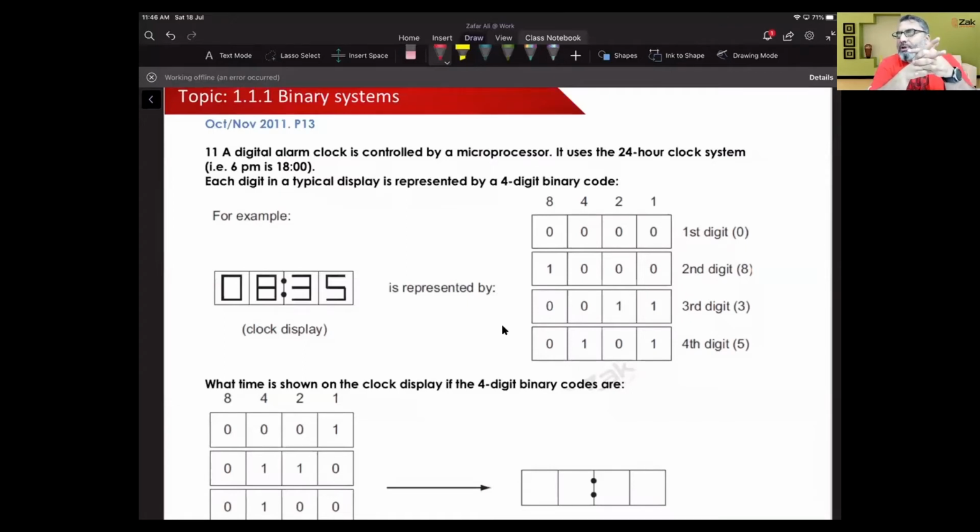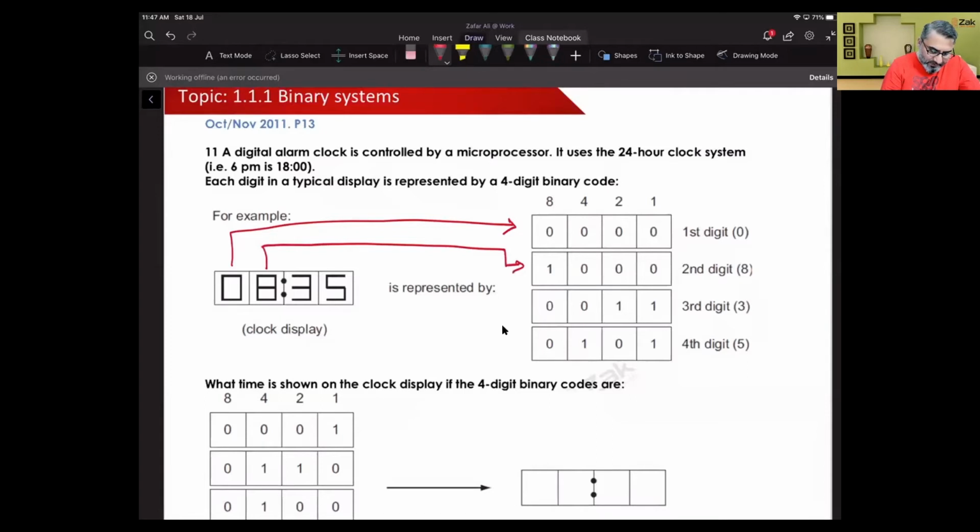A digital alarm clock is controlled by a microprocessor. It uses a 24-hour system. So 6 p.m. is 1800. Each digit in the typical display is represented by a 4-digit binary code. It means that this digit corresponds to this register, this digit corresponds to this register, this digit corresponds to this register, and this digit corresponds to this register, and these registers have just 4 bits. So 1, 2, 4, 8.